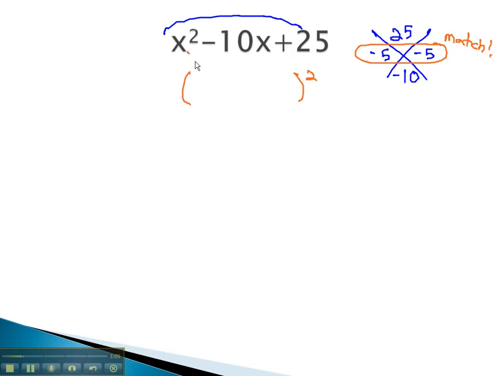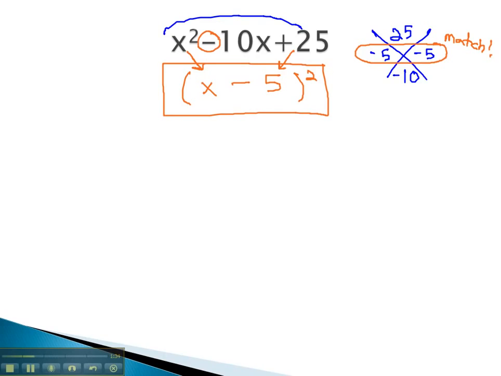To factor a perfect square, we are going to take the square root of the first and last terms. The square root of x squared is x, and the square root of 25 is 5. The middle term tells us that a negative has to go in between the 5 and the x. After matching the sign from the middle term, we're now factored as x minus 5 squared.